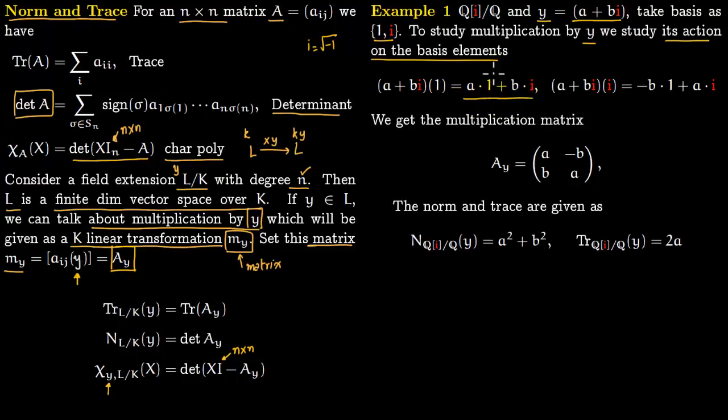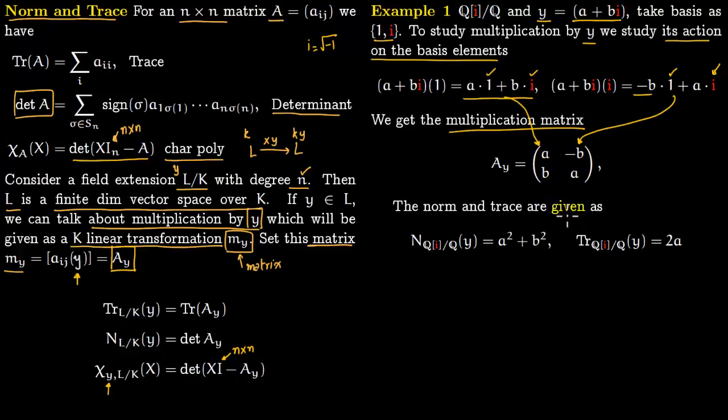you will just get this: 1 here, i here, the basis elements, and then a plus bi times i. Then you get minus b times basis element 1 here and a times basis element i here. So from these two things we can get the multiplication matrix. So this a and b form the first column right here. These two would come right here in the first column, and these two would come right here in the second column.